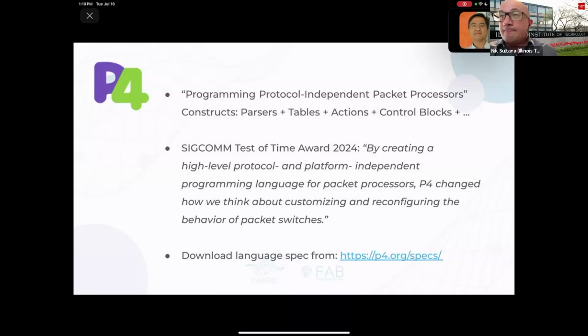So P4 is a programming language that recently won the SIGCOMM Test of Time Award, and that's a big deal. This is an award given for impactful research. And I'll just read the citation for this award. By creating a higher-level protocol and platform independent programming language for packet processors, P4 changed how we think about customizing and reconfiguring the behavior of packet switches. And it's developed in the open, so you can download the specs. Indeed, there are also open source tools that you can use for this.